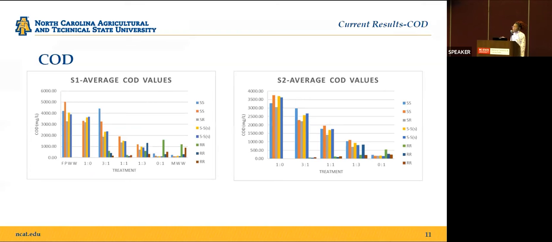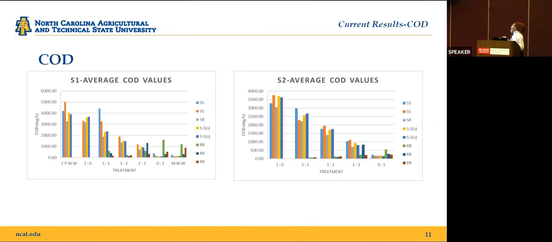So for our COD data, we see that COD has the ability to decrease in our treatment system. And this is our different ratios. We have our food processing wastewater, and 1 to 0, 0 to 1 municipal wastewater, which is our untreated. And they act as our controls. The 0 to 1 and the 1 to 0 ratios are our controls. And the food processing wastewater, municipal wastewater, is the actual wastewater that we sourced from these plants.